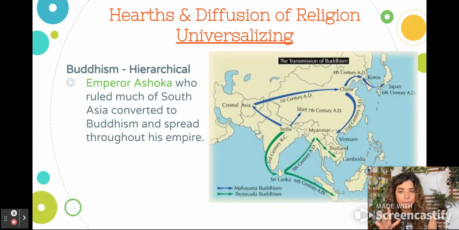For hierarchical, we also have Emperor Ashoka, who ruled a lot of that area. It was South Asia, not officially India yet. And coming from him, again, top down, hierarchical, adopting this religion then allowed others to more easily be open to it.